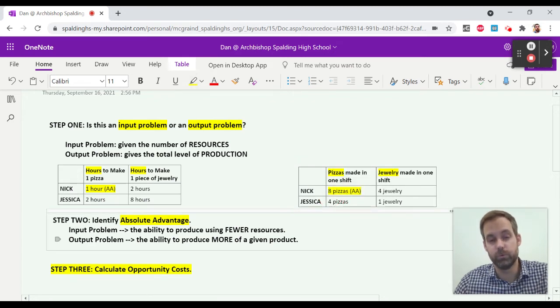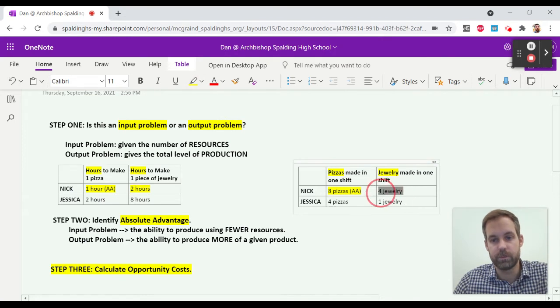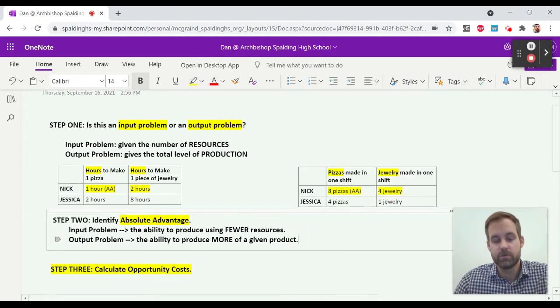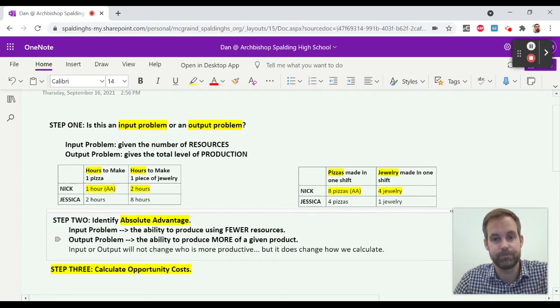Then we can do the same thing for jewelry on both sides. On an input problem, who uses fewer resources, in this case the resource being time, who uses less time to make jewelry? Nick. Who can make more jewelry? Also Nick. So even when the problem changes from an input to an output problem, input or output will not change who is more productive, but it does change how we calculate and identify that productivity level.